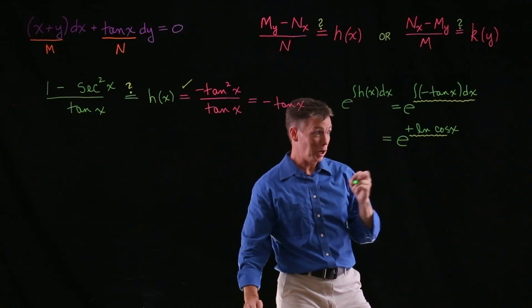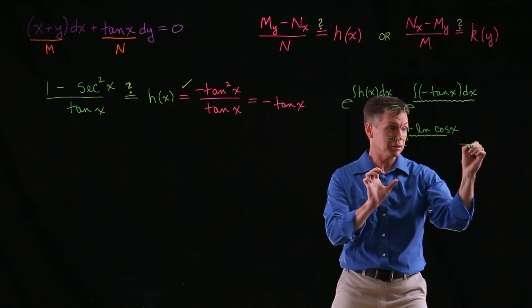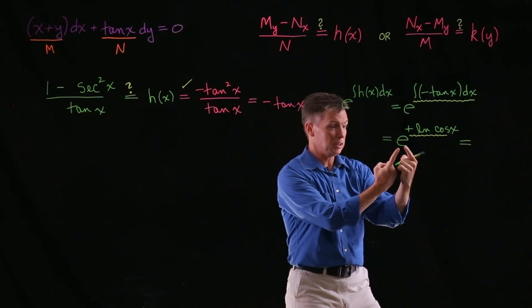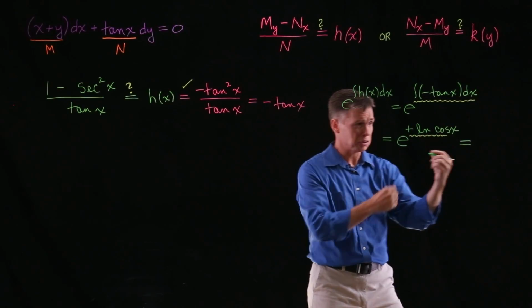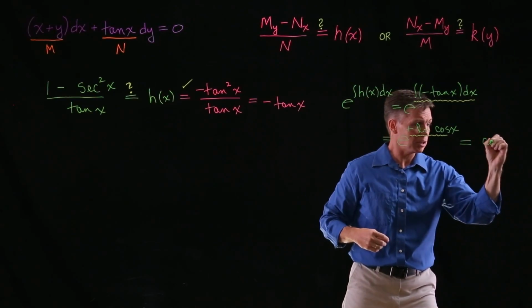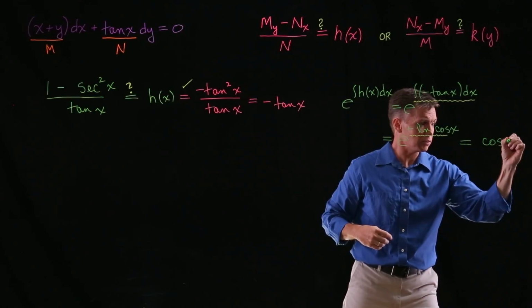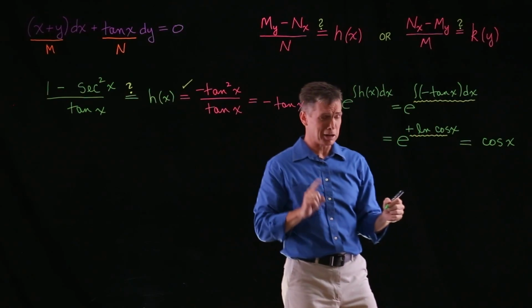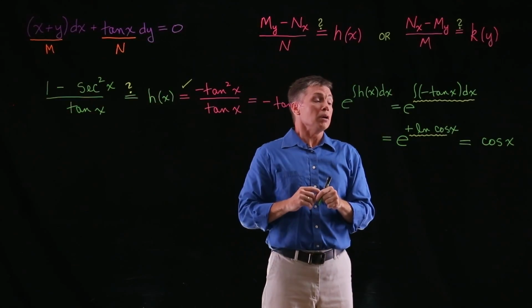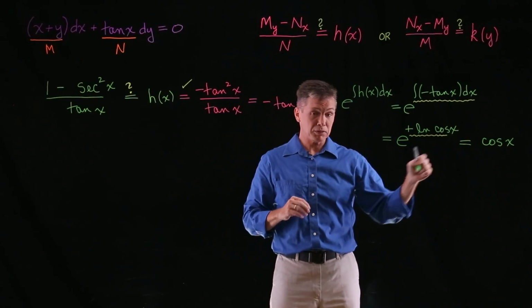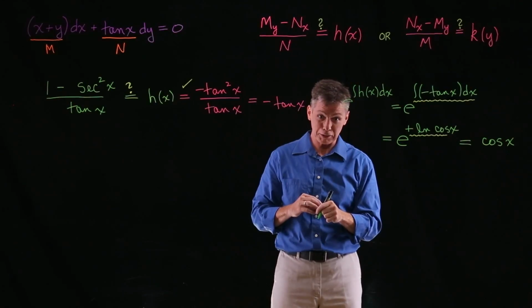Okay, so it looks involved, but I actually like this a lot, because we have e raised to a natural log power. Those kind of cancel each other out. You actually end up with just cosine of x. I say cancel each other out, I don't want you to think I'm doing any magic. That's a property of logs, okay? All right, so that cosine of x is my integrating factor.